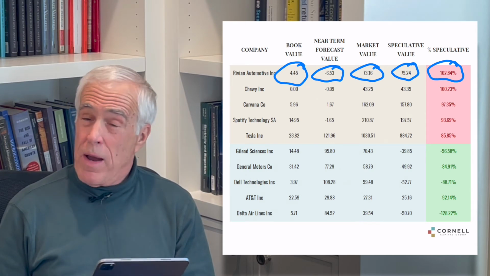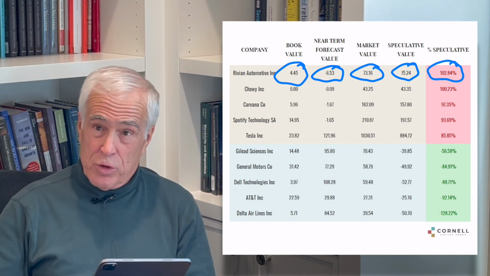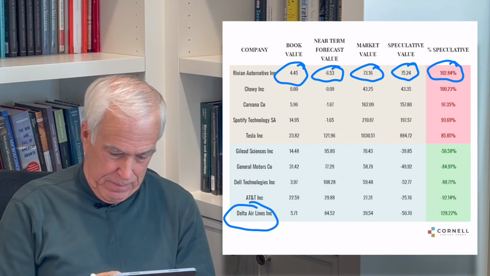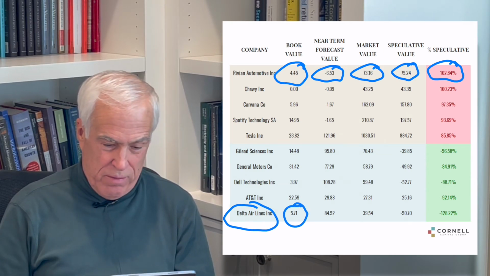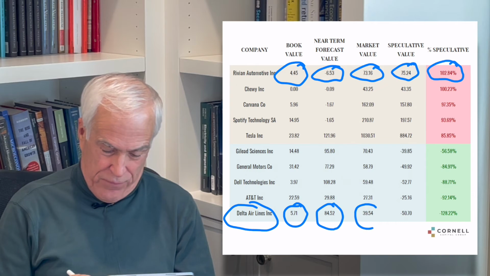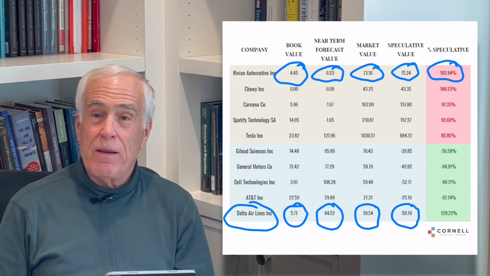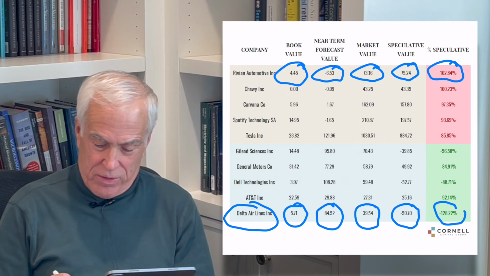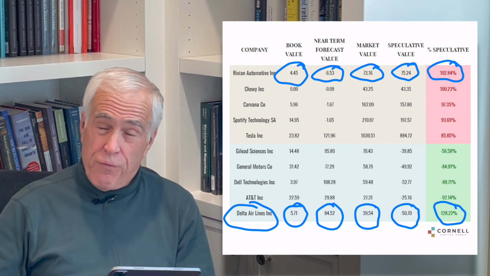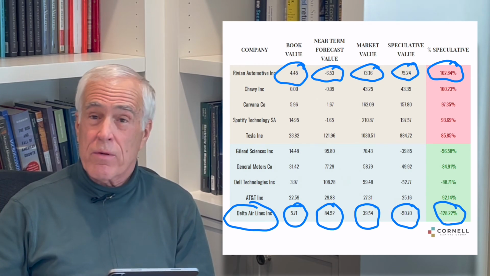So that's a company that if you buy Rivian, or if you're betting on the future, the distant future, it's almost all speculative value. Here at the other end of the line is Delta Airlines. Delta has a book value of $5.71 per share, a near-term forecast value of $84.52, and a stock price of $39.54. So the speculative value is minus $50.7 or negative 128.22%.